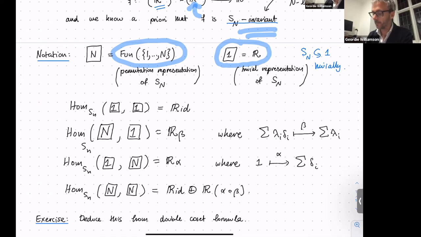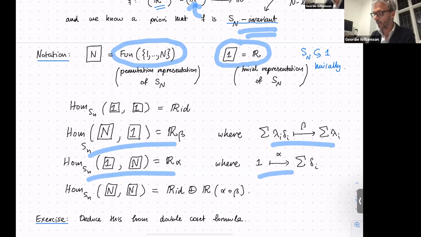And now we can again use our double coset formula to work out what our intertwiners can be. So for example, the intertwiner from the n-dimensional representation to the one-dimensional representation is again one-dimensional, given by summing over all the elements. That's what I'm writing here. The map from the trivial representation to the n-dimensional representation is given by the map that sends one to the sum over all the basis elements.